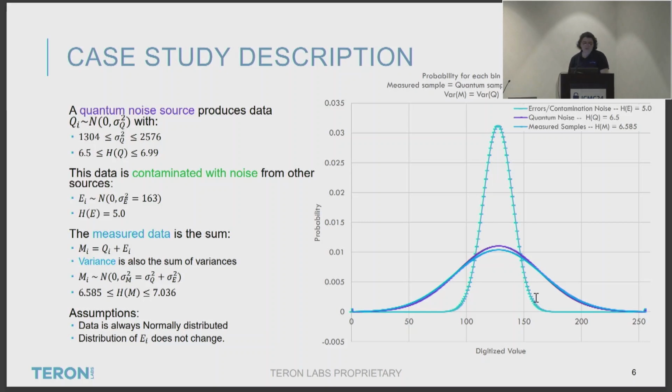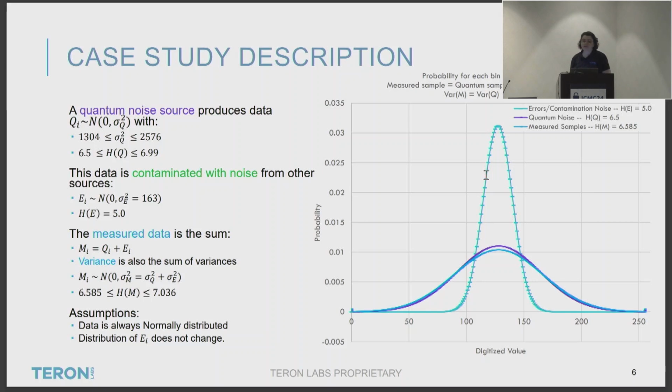Unfortunately, we can't measure this noise source directly. When we measure it, it gets contaminated with noise from other sources. This noise is also normally distributed, and it's this aqua colour here. It has a much smaller variance, and the entropy contributed from this data, we're going to assume for this example, is 5.